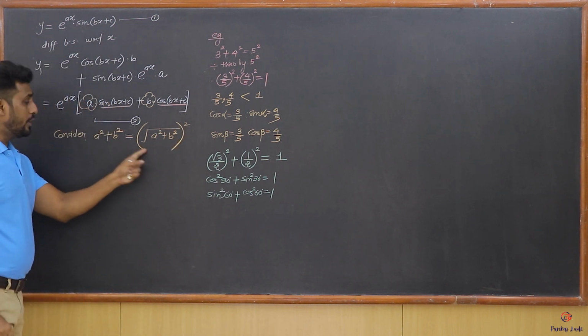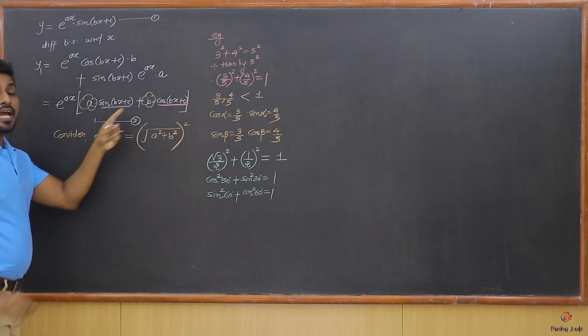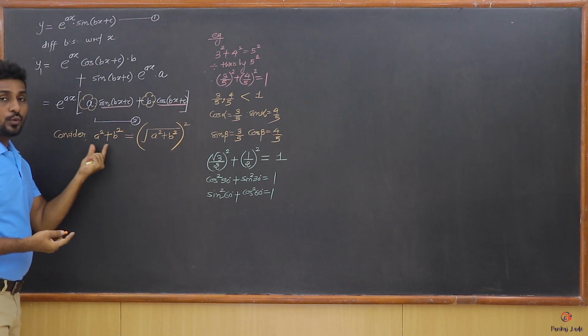Observe carefully what I have done over here. I have taken the two numbers a and b. I have done the square of them. I have added them. So a square plus b square.